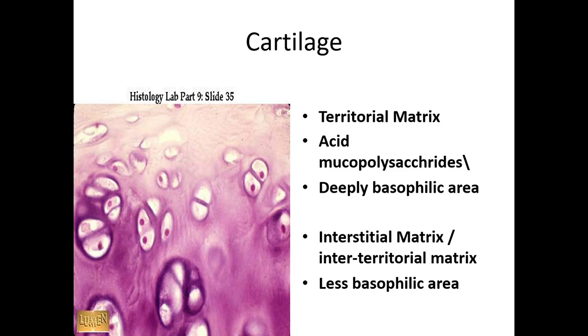Now, further apart from the cavity, in between the chondrocytes or in between isogenous groups, there is a lighter staining area we call the interstitial matrix or interterritorial matrix, and they will appear pale under the microscope because they are less basophilic areas.